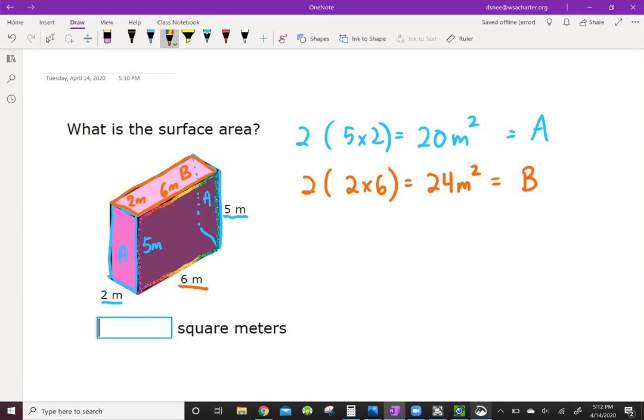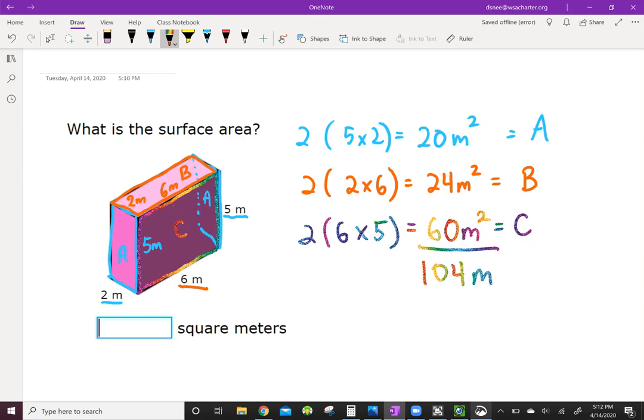And that's a 6 by 5. So I have 2 rectangles that are 6 by 5, each with an area of 30 meters squared. So I have 60 meters squared, which is C. That would be C right there. And if I add all of those up, I get 104 meters squared. Let's see if that's right.